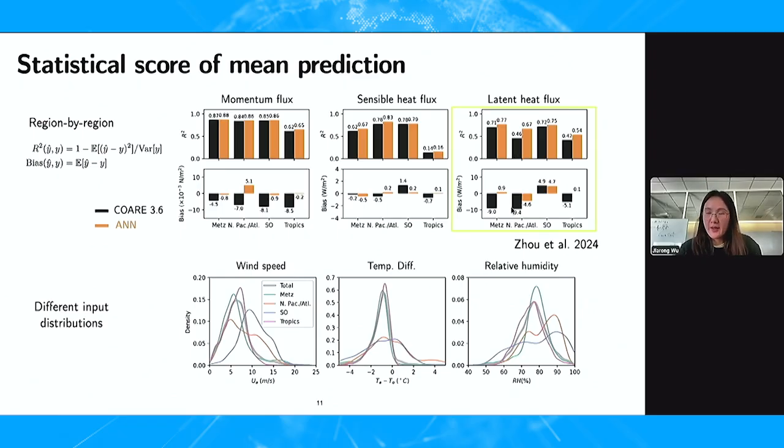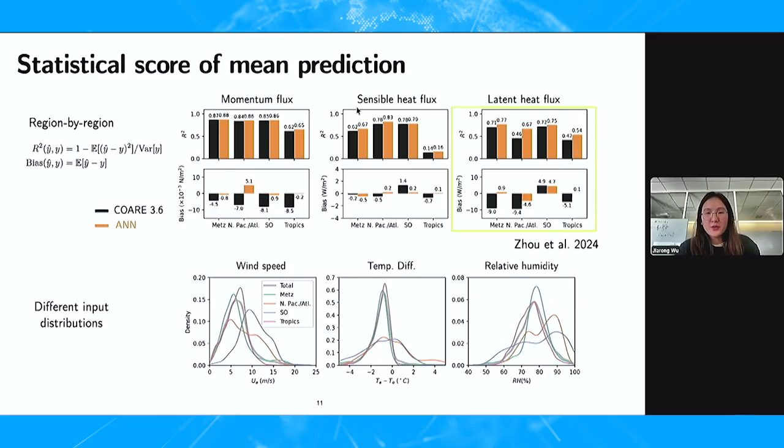2024. They also noted that there seems to be a bias in the latent heat flux when you just evaluate it against the measurements in bulk algorithms. But I haven't seen it discussed elsewhere explicitly.